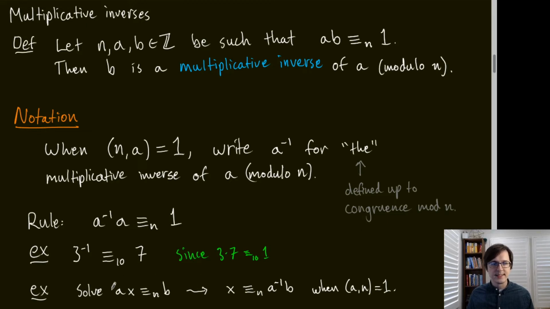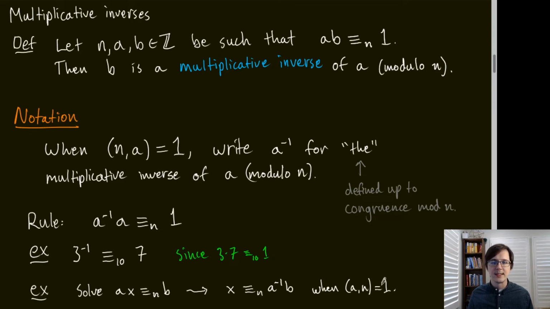Another thing is, what this notation lets us do is solve equations more algebraically. If we want to solve ax is congruent to b mod n, and we know that the GCD of a and n is 1, then we know an inverse exists, so we can multiply both sides by the inverse to cancel out the a. And if we knew what a inverse was, we could just multiply b by it and then get the solution, the unique solution to this equation.